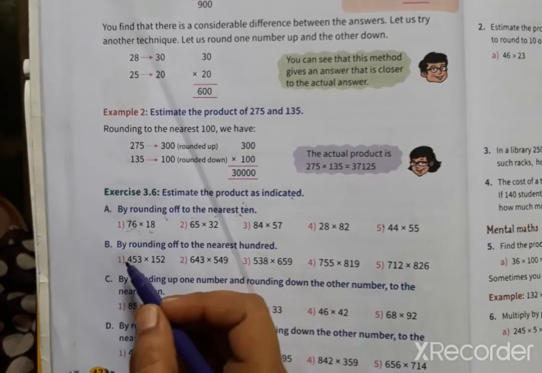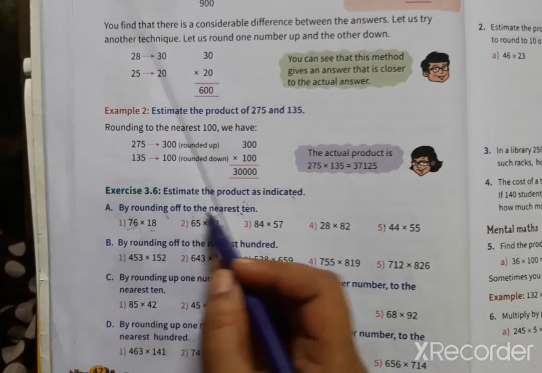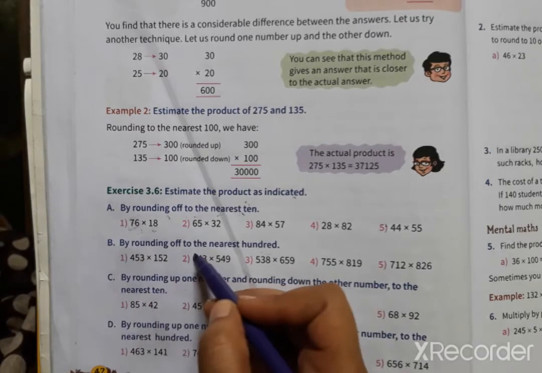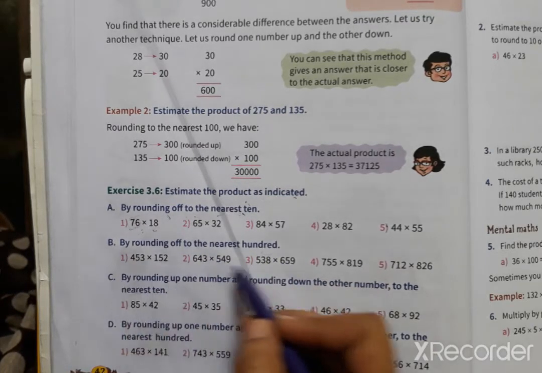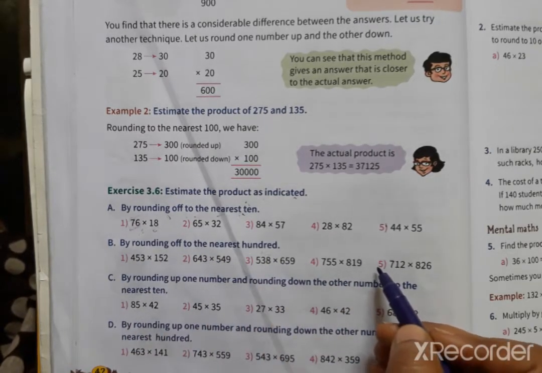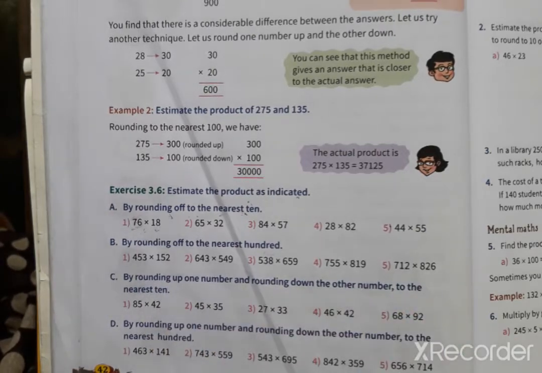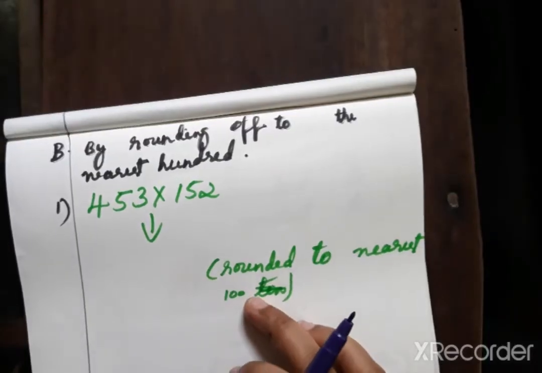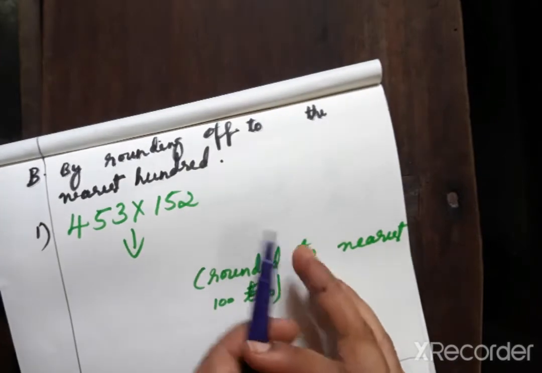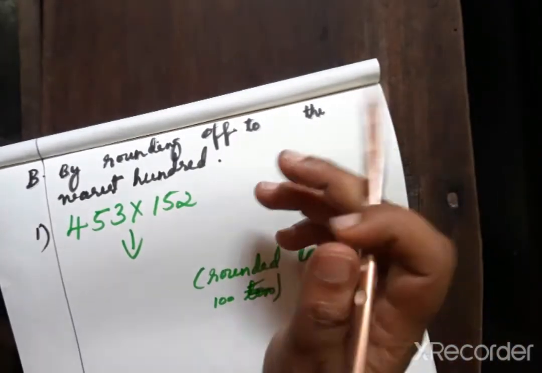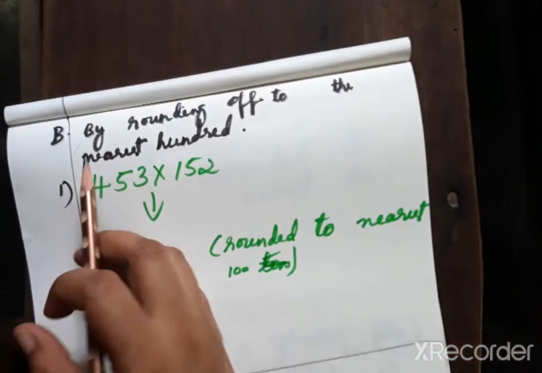Now B part. By rounding off, the first part is over, children. Now B part: round off to the nearest 100. So we have to round the numbers to the nearest 100, then multiply. In the last part, A, we rounded to the nearest tens place. Here we have to round off to the nearest 100.